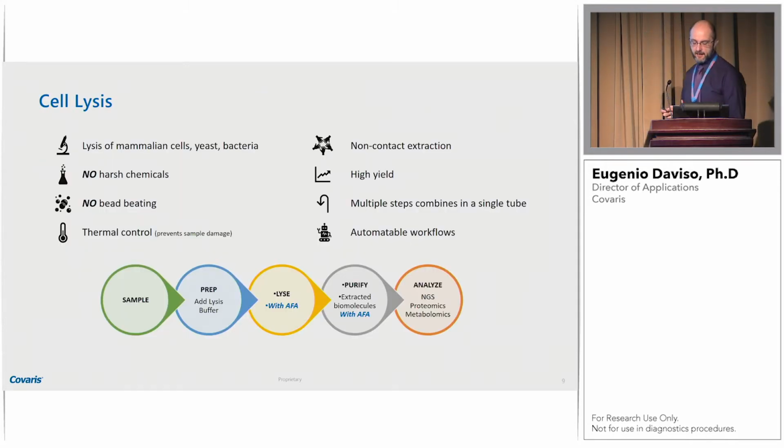So specifically about the cell lysis, the data that I'm going to show you will show lysis and extraction of high molecular weight nucleic acids of mammalian cells, yeast, and bacteria without using harsh chemicals, no bead beating, great temperature control. Bead beating can heat up pretty much, and if you want to lyse tough cells like yeast, then after the bead beater is done, you have to leave the plate there a little bit if you don't want to get burned. It is a non-contact extraction.